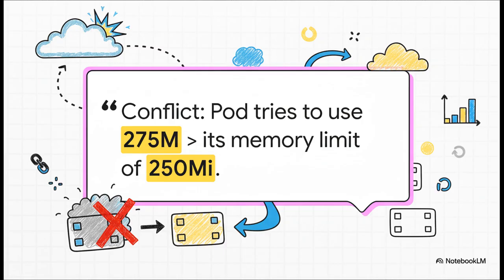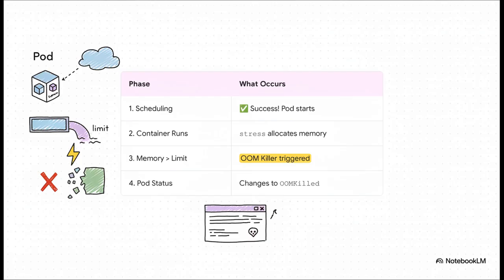In this pod definition, we've set a hard memory limit of 250 megabytes, but look at the application's arguments. We're telling it to allocate 275 megabytes. That's a built-in conflict. The app is basically guaranteed to ask for more memory than it's allowed to have. So let's walk through the timeline. How does this crime unfold at runtime?